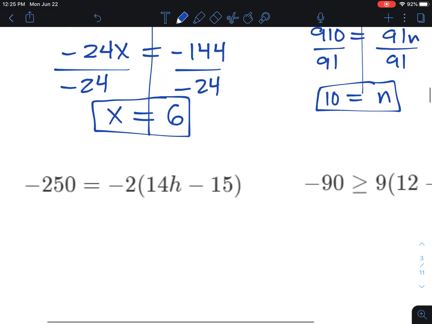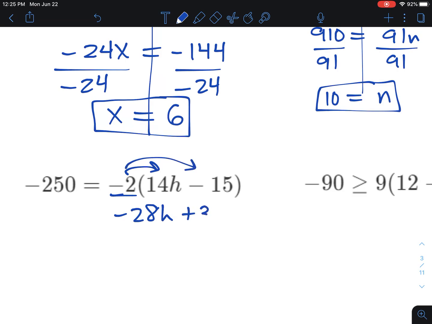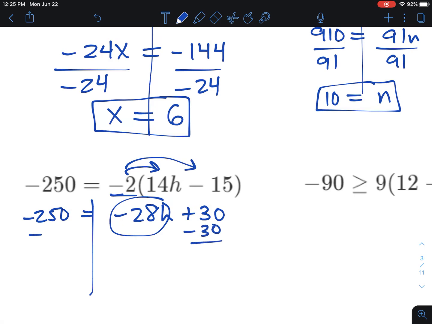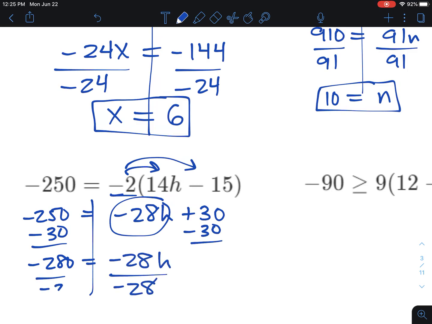Let's look at the next one. Take this negative 2, multiply it in. Negative 28h. Negative 2 times negative 15 would be a plus 30. Equaling negative 250. Back to our two-step. Circle the variable, move the constant. We get negative 280 equaling negative 28h. Divide both sides by negative 28. And we get 10 again.